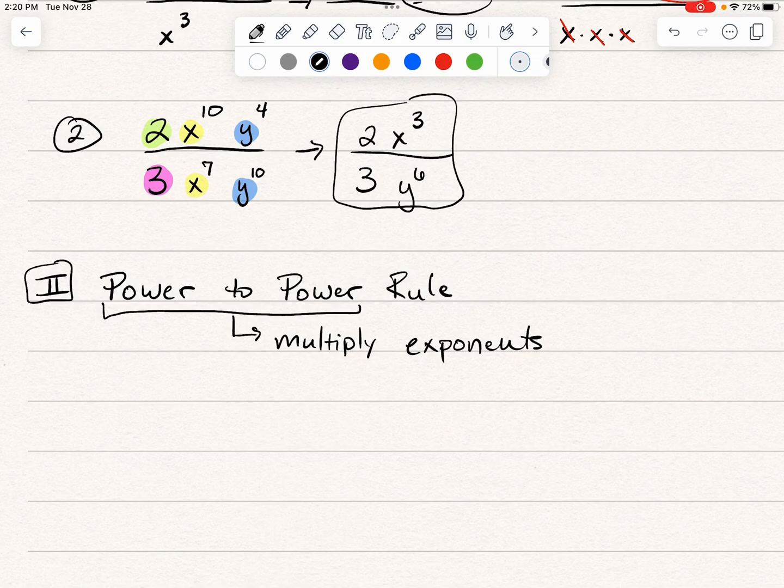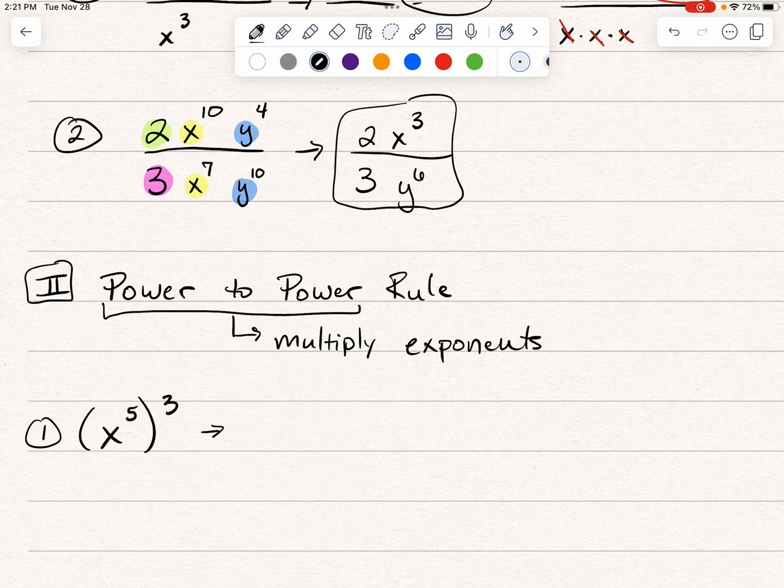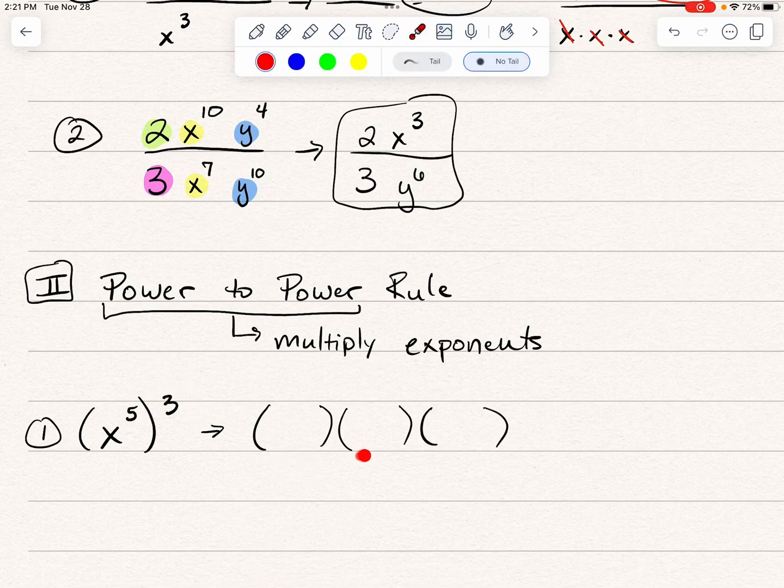So what do I mean by power to a power? Let's look at this example, the first example for the power to a power rule. Let's say we have x to the 5th power, and that was raised to the 3rd power. That means, if we take our idea of an exponent, we have this thing in parentheses multiplied by itself a total of 3 times. So I have x to the 5th times x to the 5th times x to the 5th.